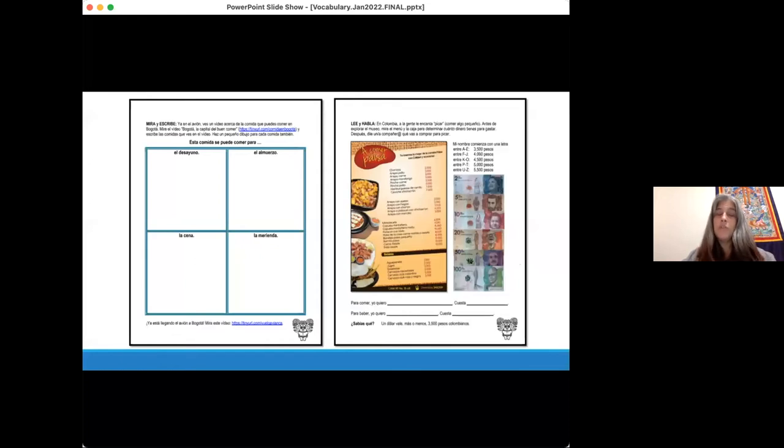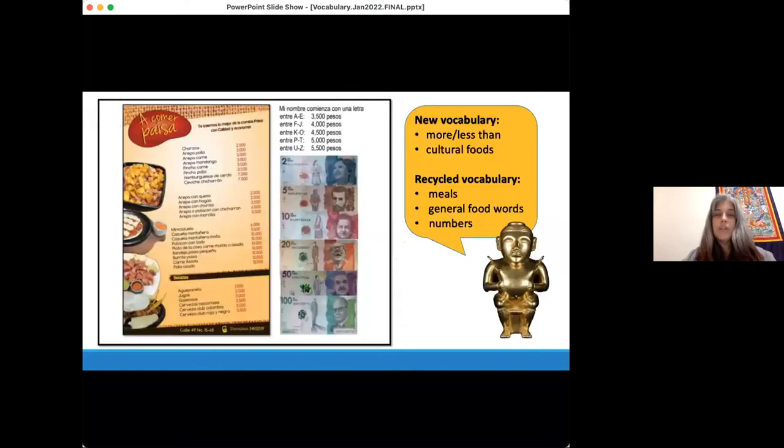bit with regard to new and recycled vocabulary. So if you look, here we have an authentic resource. This is a takeout menu from a shop, a small cafe, which is actually quite close to the Museo del Oro in Bogota. Students are given this authentic resource and they're asked to review it.